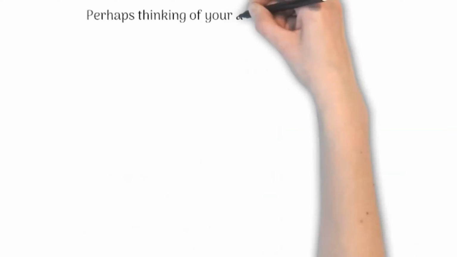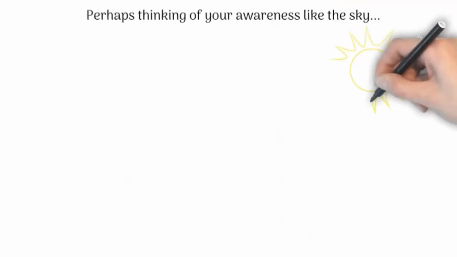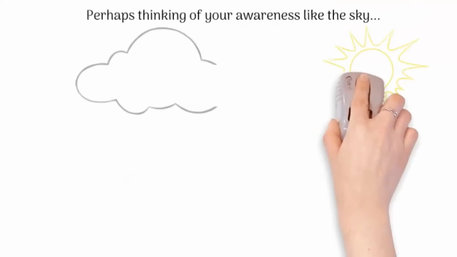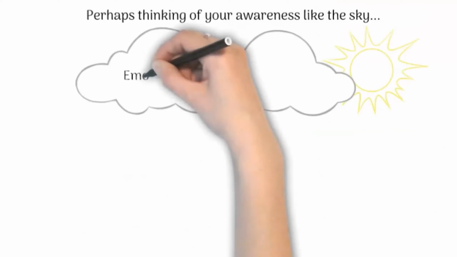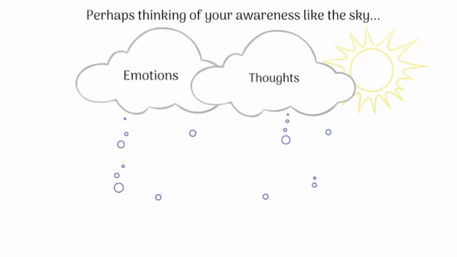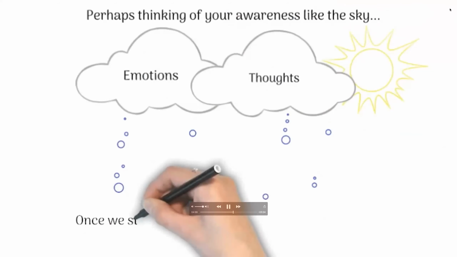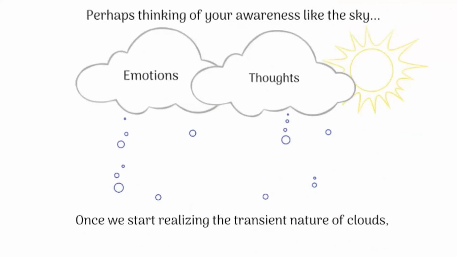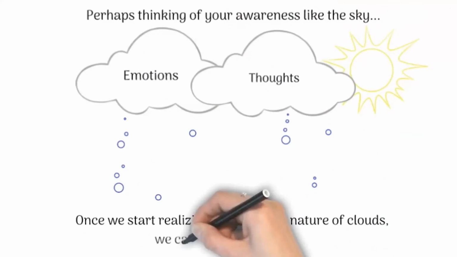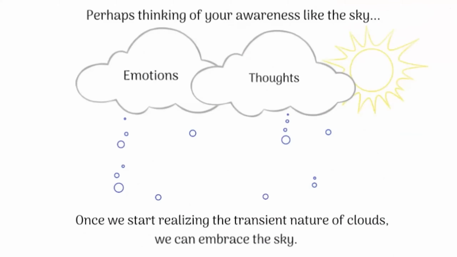So perhaps thinking of your awareness like the sky that is always present, always blue underneath the powerful and thunderous clouds of emotions and thoughts. And once we start realizing the transient nature of clouds, the ever-changing and ever-moving nature of our emotions and thoughts, we can embrace the all-encompassing sky.